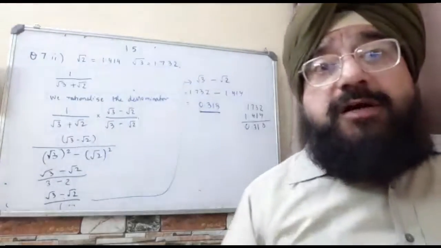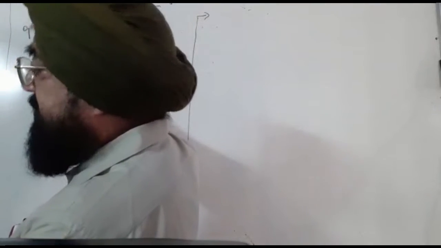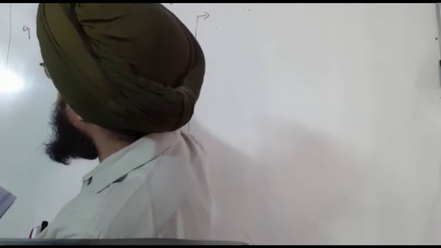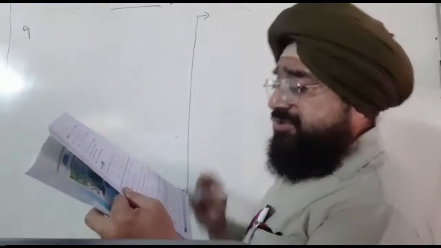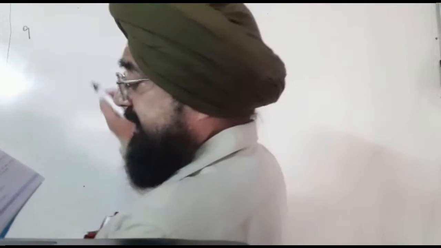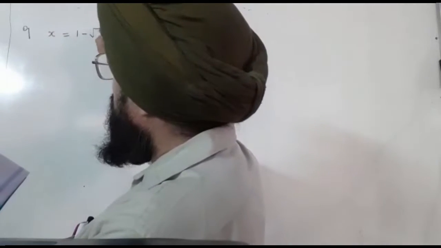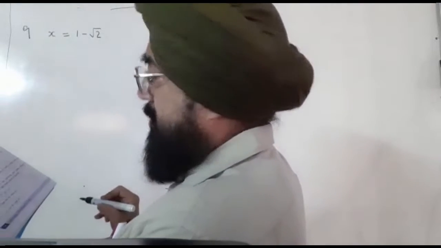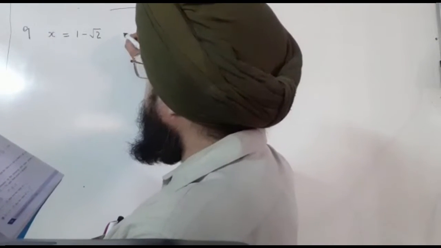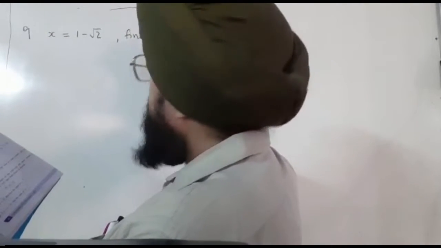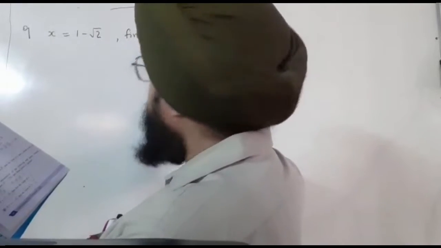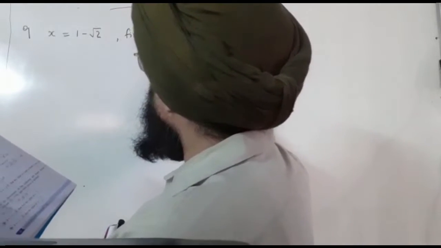And did you get it? How to solve it? This is the question number 9 from exercise 1.5. That is on rationalization of surds. It says that x is equal to 1 minus root 2, and we need to find x minus 1 upon x raised to the power 4.